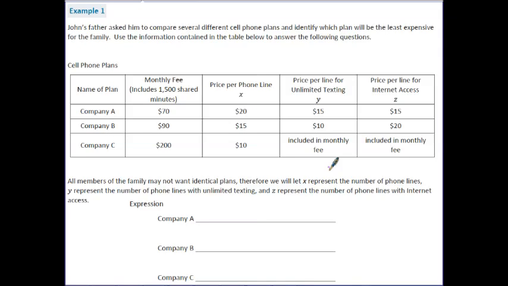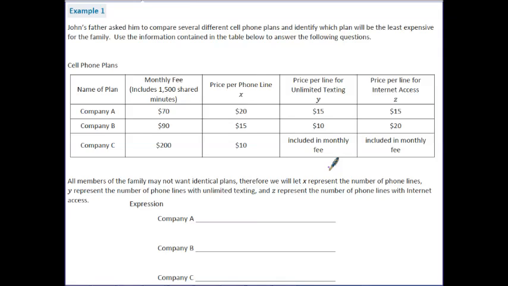Let's start by taking a look at example 1. John's father asked him to compare several different cell phone plans and identify which plan will be the least expensive for the family. Use the information contained in the table below to answer the following questions. So we have a table of the different cell phone plans, and it shows you the different columns and what they represent. So we have a monthly fee, which includes 1,500 shared minutes. We have price per phone line, which is represented with the variable X. The price per line for unlimited texting is represented with the variable Y, and the price per line for access to the internet is represented by the variable Z.